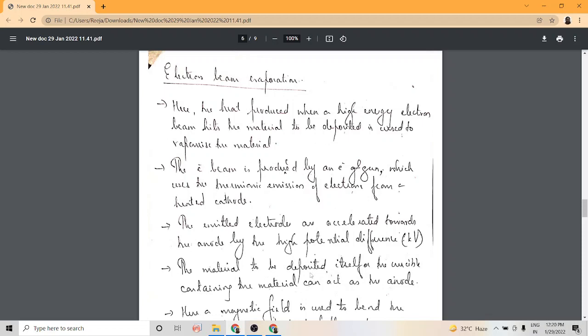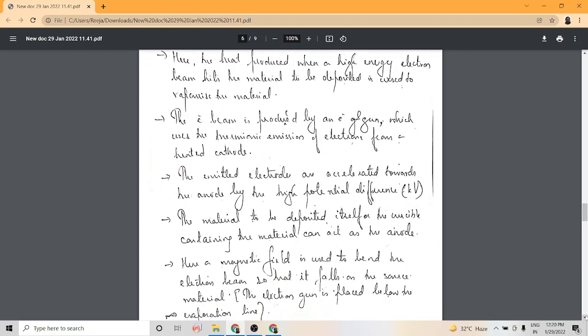The material to be deposited or the crucible containing the material to be deposited can act as the anode, so that the electron beam will come and fall on the material to be deposited or the crucible containing the material, and it will transfer its energy to this material. It gets heated, vaporized and deposited on the substrate.